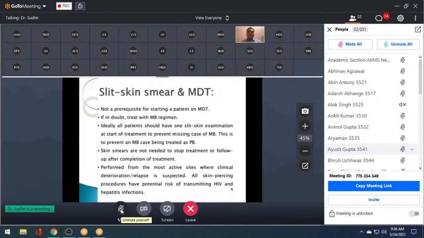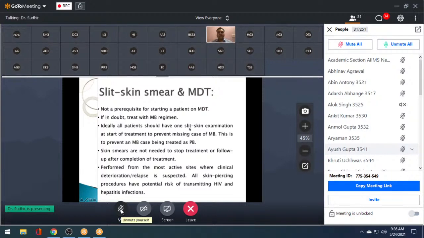So coming to slit skin smear and MDT. The slit skin smear is not a prerequisite for starting the MDT. MDT can be started on a clinical basis also, based upon the number of skin lesions and number of nerves involved. Slit skin smear is not a prerequisite for starting the multi-drug therapy regimens. If in doubt, then you can do the slit skin smear, and along with that you can treat with multibacillary regimens.